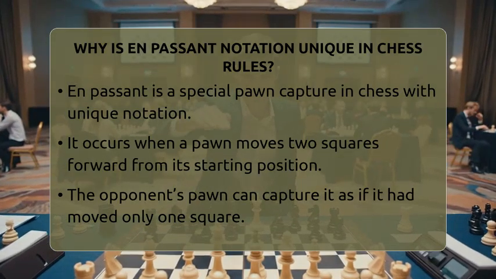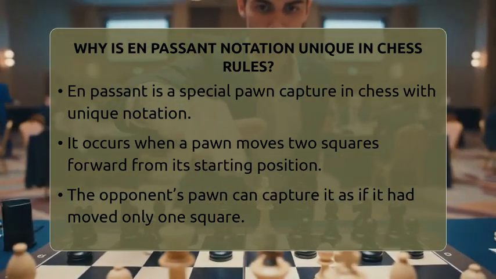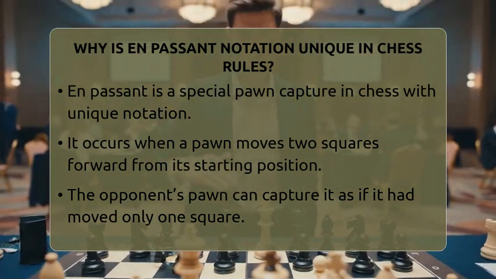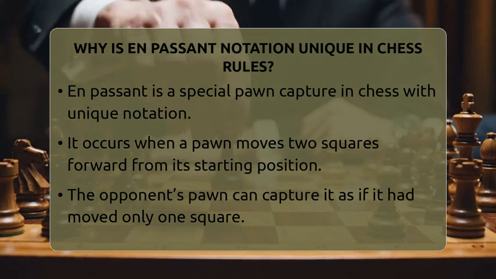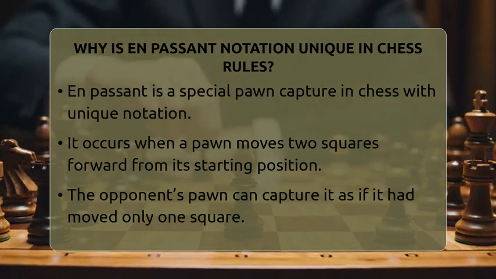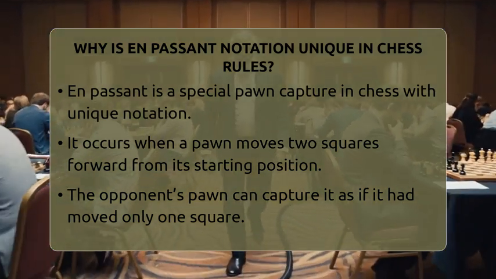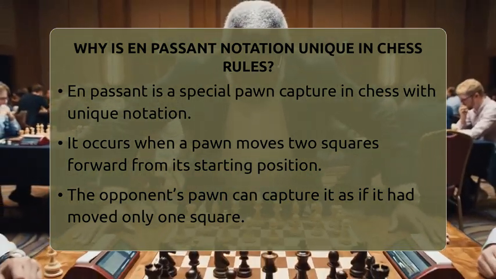Why is en passant notation unique in chess rules? Imagine a move that feels like a special secret in chess, one that only some players really understand. That move is called en passant, and its notation has a twist that makes it stand out. When you see a chess move notation, it usually shows the piece and where it moves, like a bishop to c4 or a knight to f3.